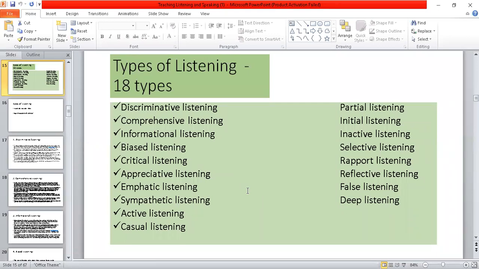Next, informational listening. Informational listening focuses on the ability of an individual to understand a speaker's message. Okay. Biased listening is the selective listening. It is also known as selective listening. It will only listen for information that they specifically want to hear. Right. Okay. False listening is when you pretend that you're listening to the other speaker, but you're not really comprehending it.